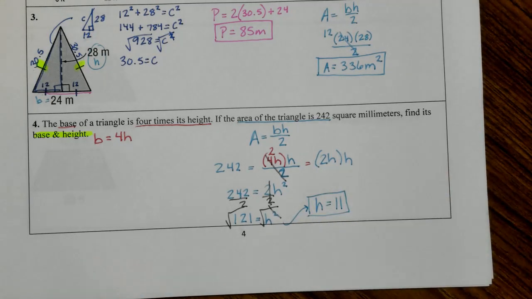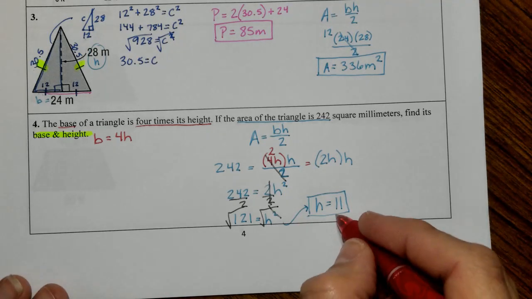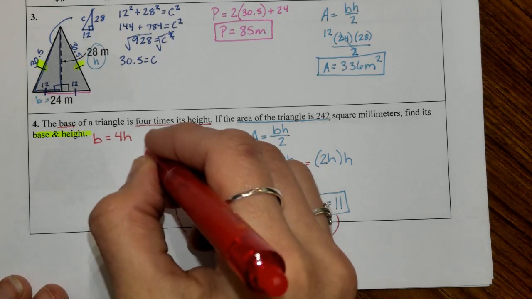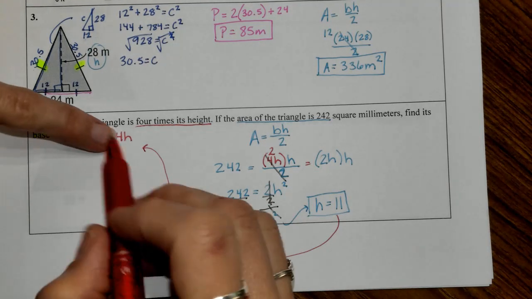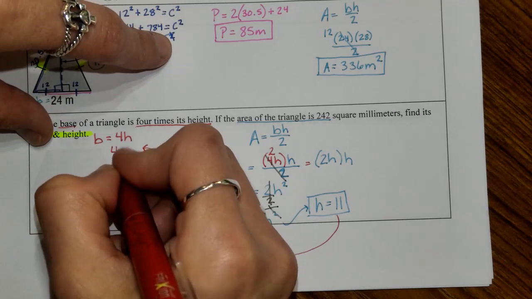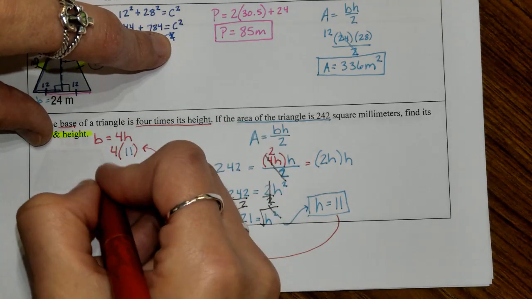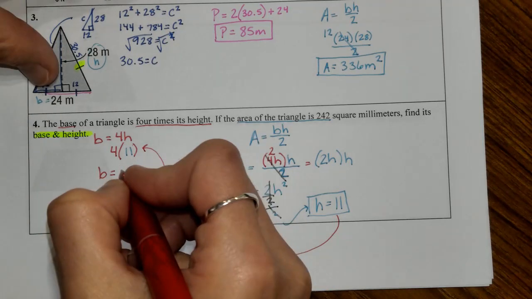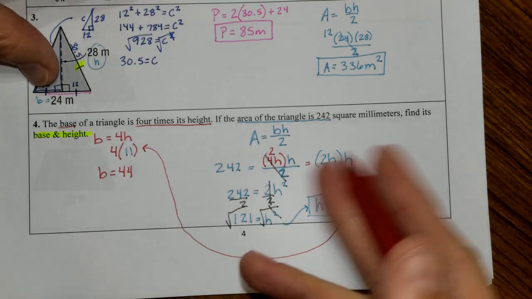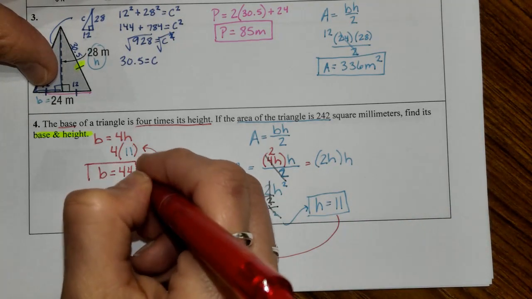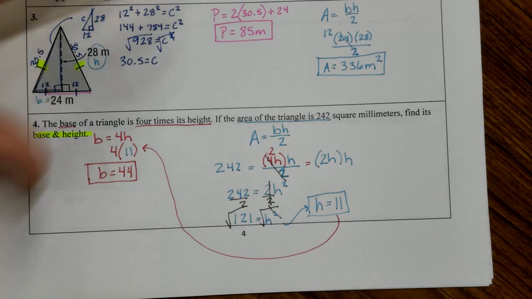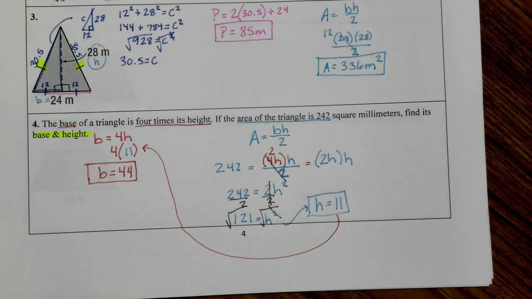For the base, now that we have the height, we need to go over here and substitute in for h. So your base is now 4 times the height of 11. So your base ends up equaling 44. And these are in millimeters. We didn't label it. I know it's a lot of work, but that Pythagorean theorem is going to be there. So keep an eye out for that.